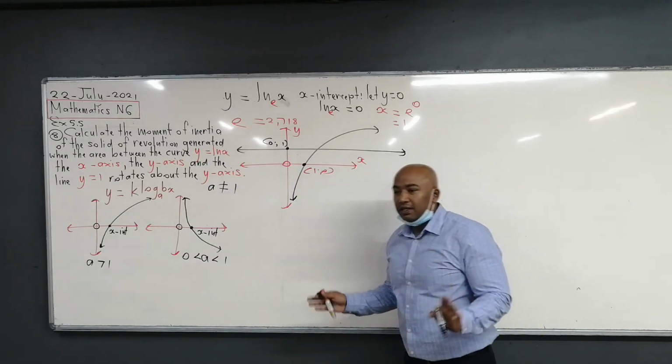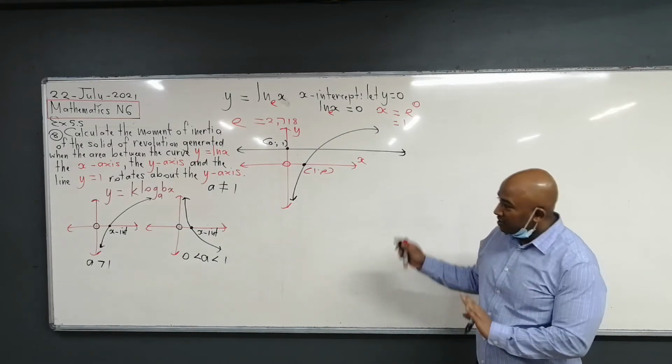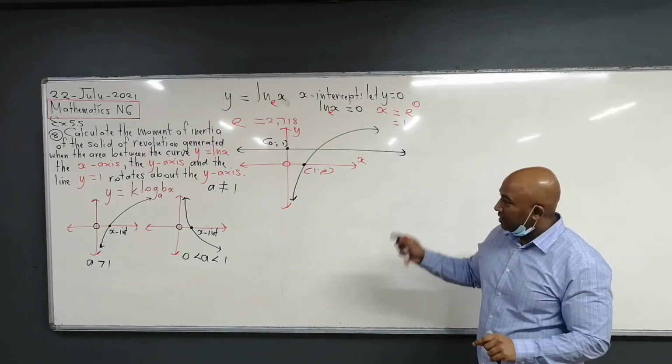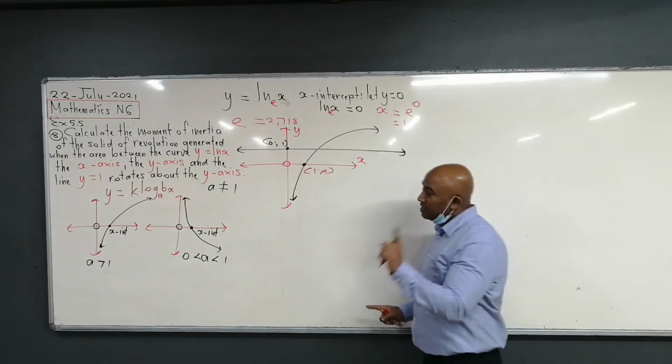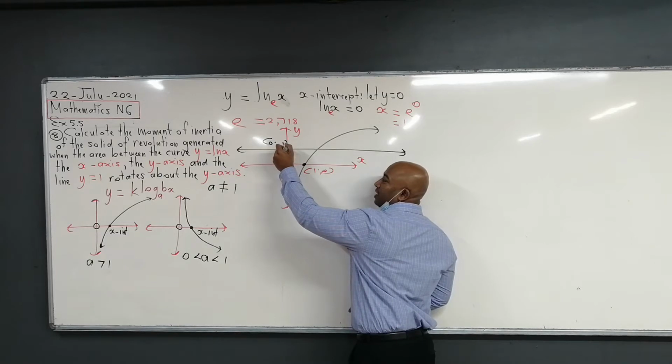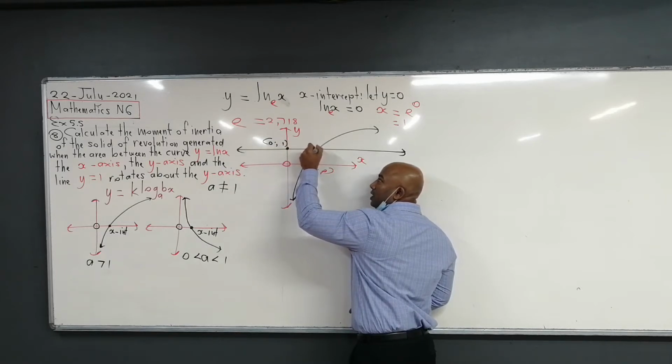Now, look, I did not use any table. Can you see there was no need for me to use a table to get all the values? There are only certain values that I'm interested in. I'm interested in this value, that value, and also this value here.